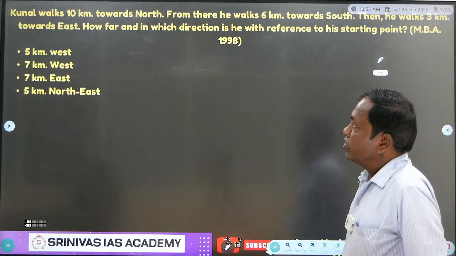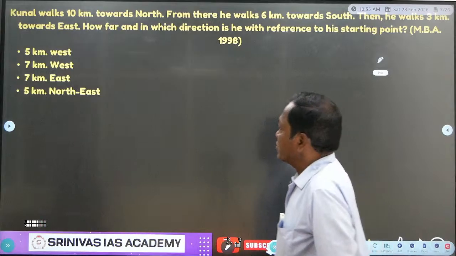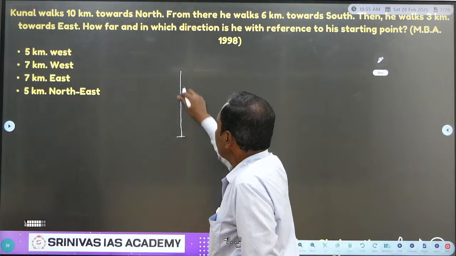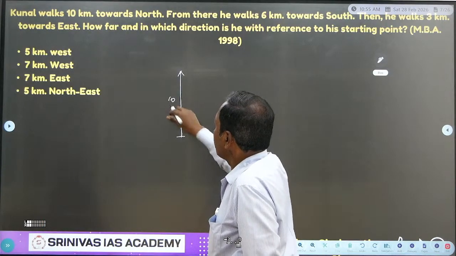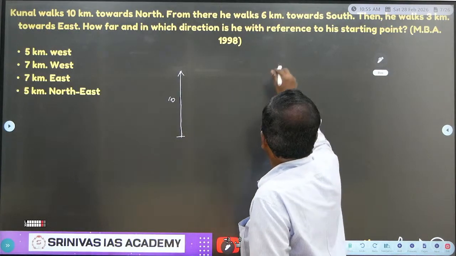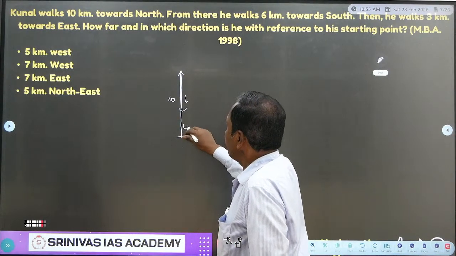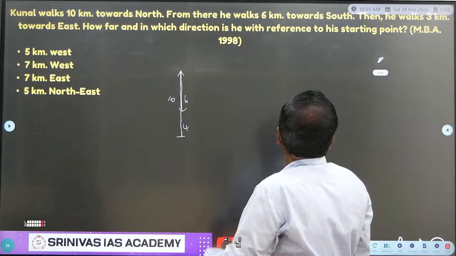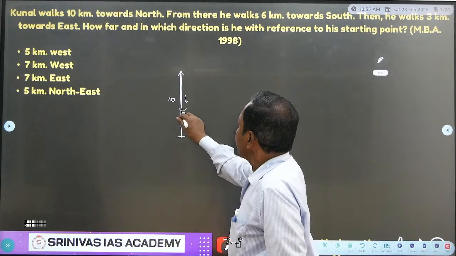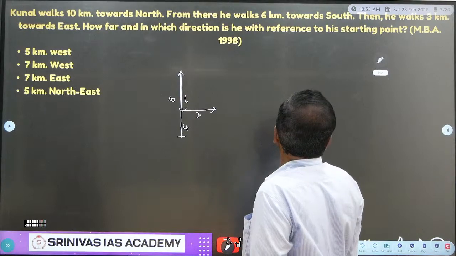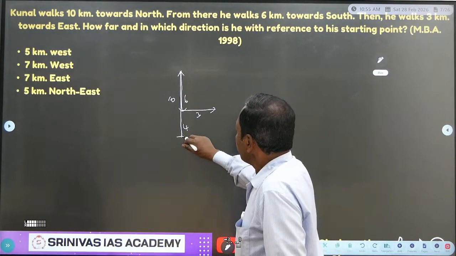These are the concepts I have taken. Kunal walks 10 kilometers towards north. From there he walks 6 kilometers towards south. 6 means this is 4. And he walks 3 kilometers towards east. This is 3. In which direction is he with reference to the starting point? This is the starting point.